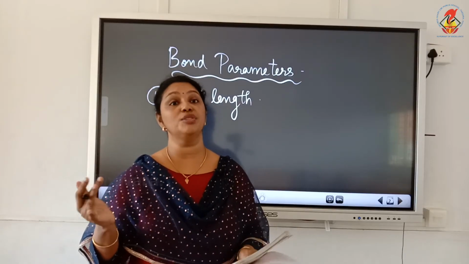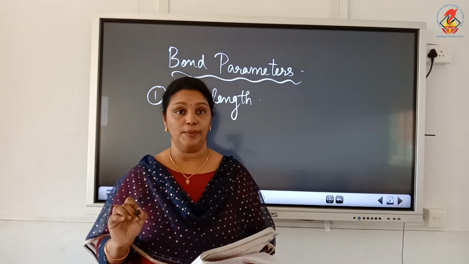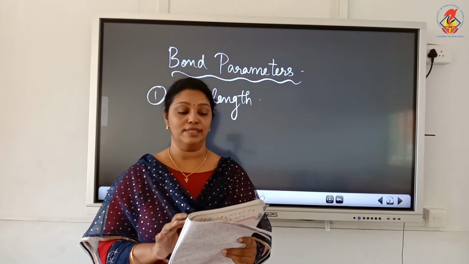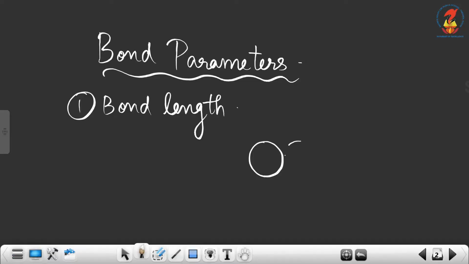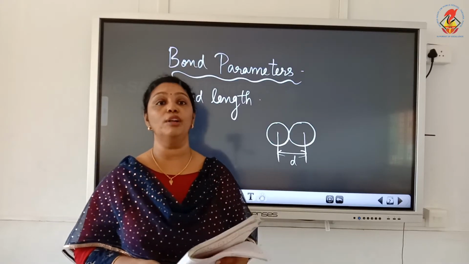But when you are asked to write a definition, bond length means the distance between the centers of nuclei of two bonded atoms in a molecule. So, if we have two bonded atoms in a molecule, how can you show the bond length? It is the distance between the centers of nuclei. This is the bond length, D. Okay, the distance between the centers of nuclei of two bonded atoms in a molecule is called bond length.